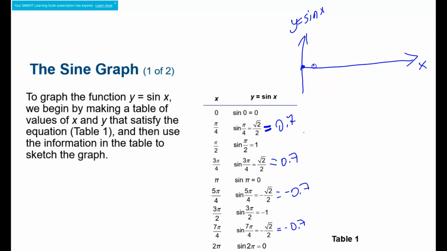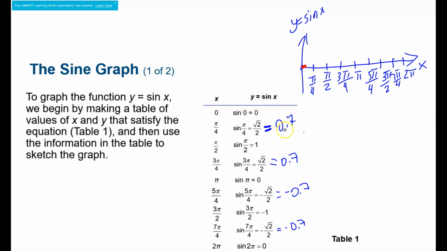pi over 4. Let's make the equal increment of pi over 4, another 2 pi over 4, which is pi over 2, 3 pi over 4, so it's pi over 4, pi over 2, 3 pi over 4, pi, 5 pi over 4, 3 pi over 2, 7 pi over 4, and then the 2 pi. So we're gonna put the points on the graph.